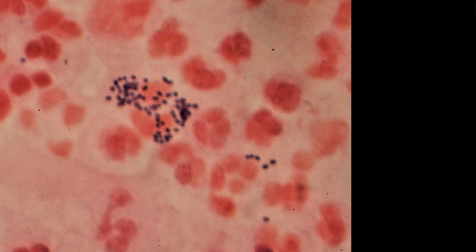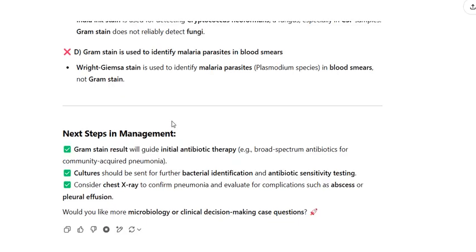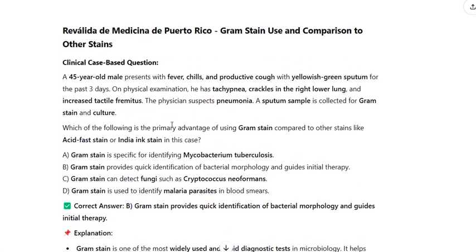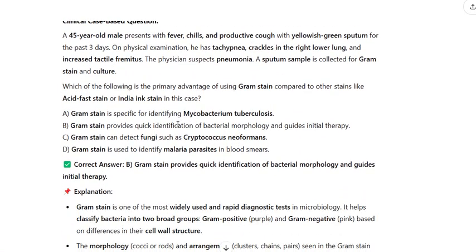days. On physical examination, he has tachypnea, crackles in the right lower lung, and increased tactile fremitus. The physician suspects pneumonia. A sputum sample is collected for gram stain and culture. Which of the following is the primary advantage of using gram stain compared to other stains like acid-fast stain or India ink stain in this case?